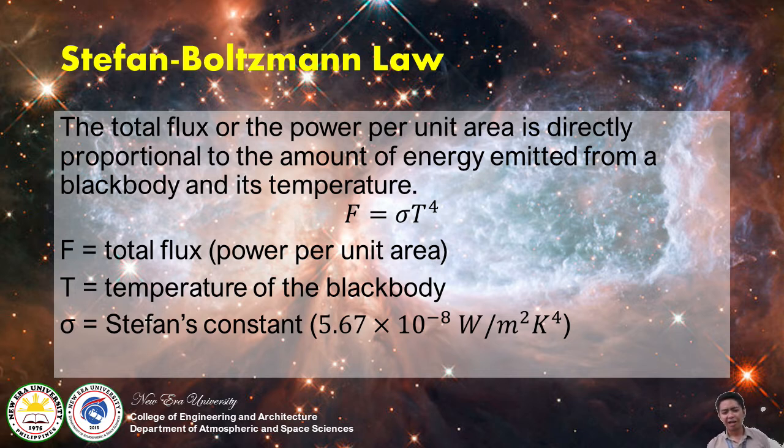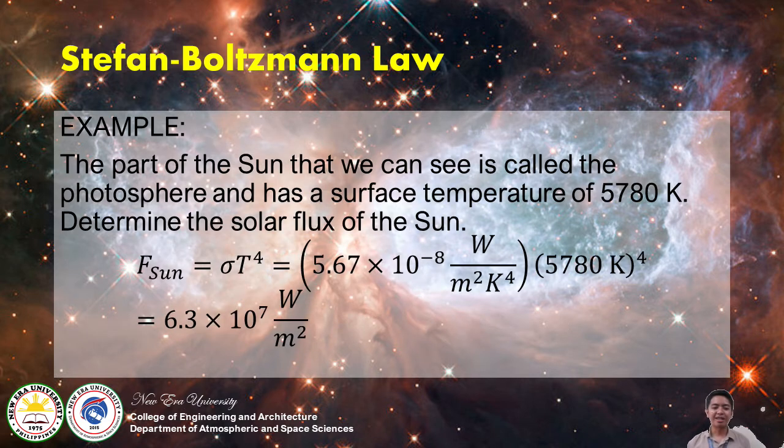So how are we going to visualize this Stefan-Boltzmann law? By just determining the temperature of a star, we can now determine the total flux of that star or that black body. For example, the part of the sun that we can see is called the photosphere, and it has a surface temperature of 5,780 Kelvin, also known as the effective temperature of a star. Determine the solar flux of the sun.